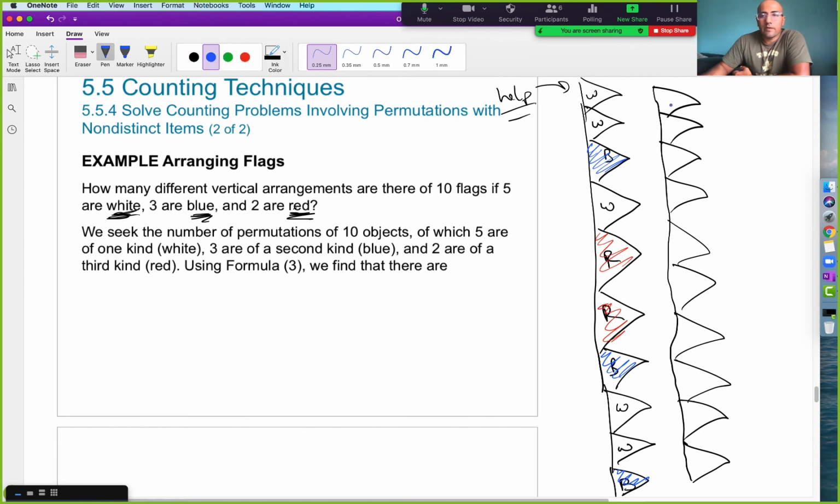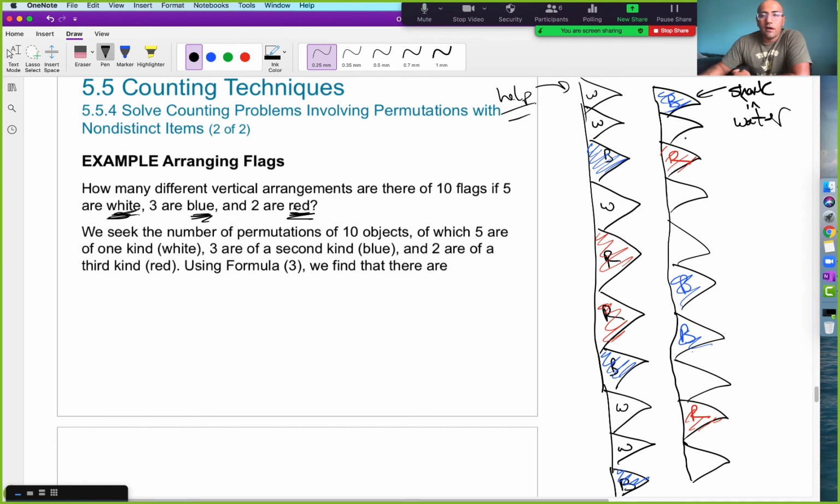Maybe another one, it could be that this one is blue, and this one is blue, and this one is blue. And then maybe this one is red, and this one is red. So we have a couple red ones right there. We have a couple blue ones. 1, 2, 3, and the rest are white. So this is another message. Maybe this message means, I don't know, shark in the water. I don't know. So we have different messages that we can convey based on the order in which you put the flags.